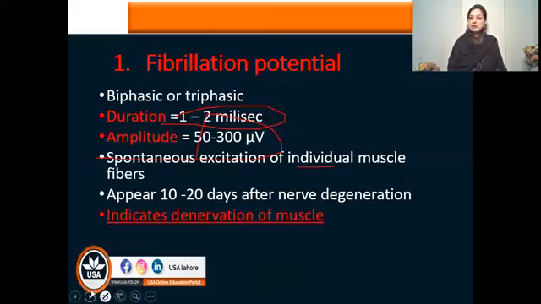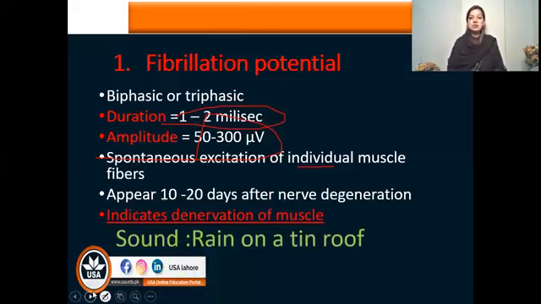And finally, we can say that this behavior indicates that ultimately there is a degeneration of muscle and the nerve has degenerated. And the very interesting thing about this fibrillation potential is, when we talk about the sound, it gives us a sound like rain on a tin roof.